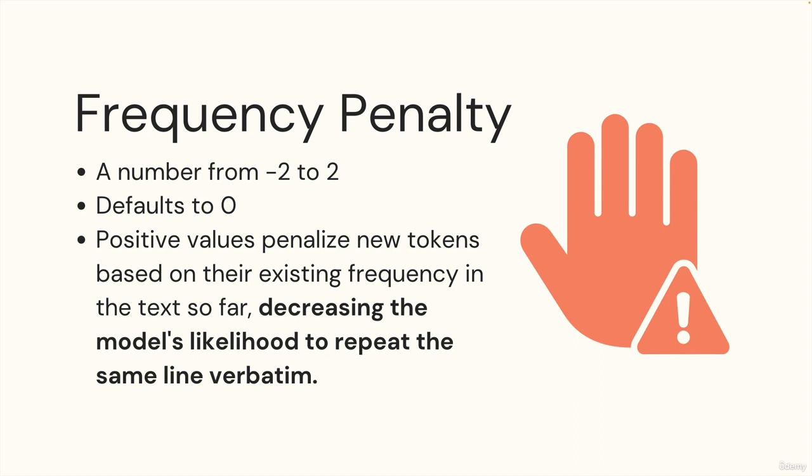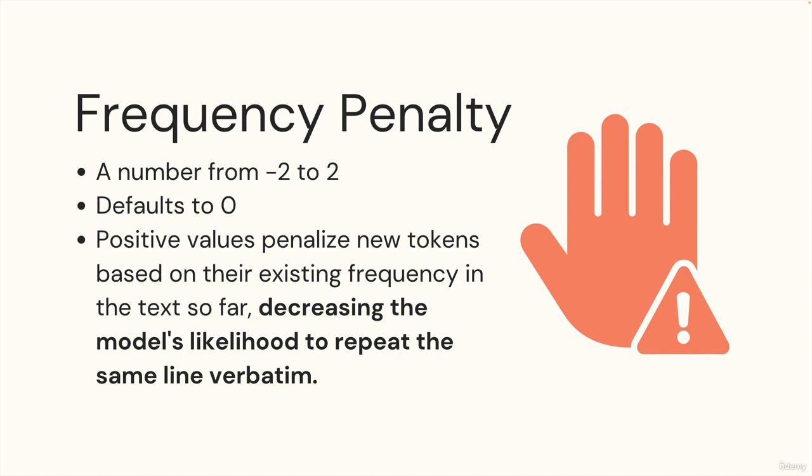It's a number ranging from -2 to +2. It defaults to 0. And if you set it to be a positive value, like 1, or even something extreme like 2, that will penalize any new tokens based on if they already occurred in the previous output so far. Basically, the more often a token has been generated in your output, the higher the penalty on that token will be, discouraging it from being generated again.